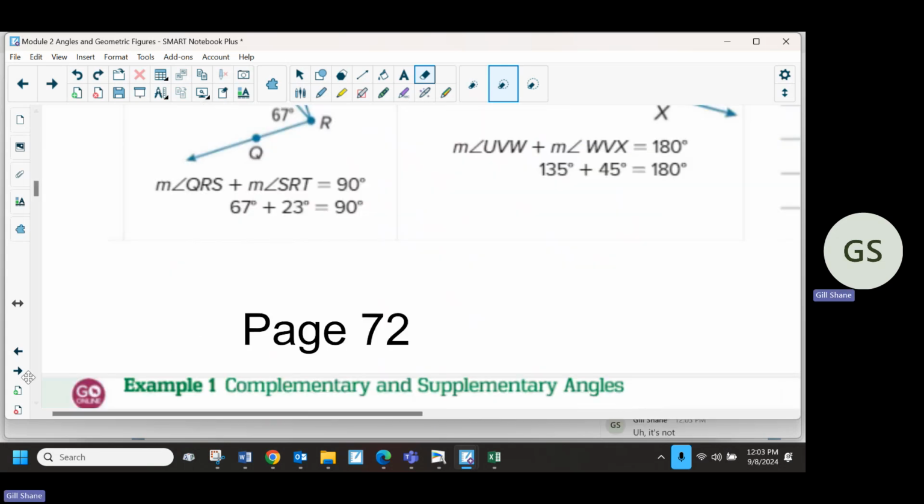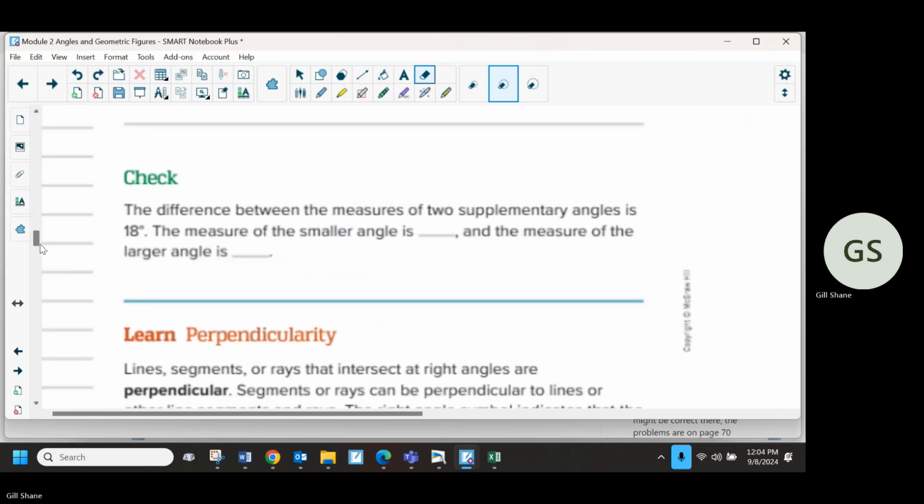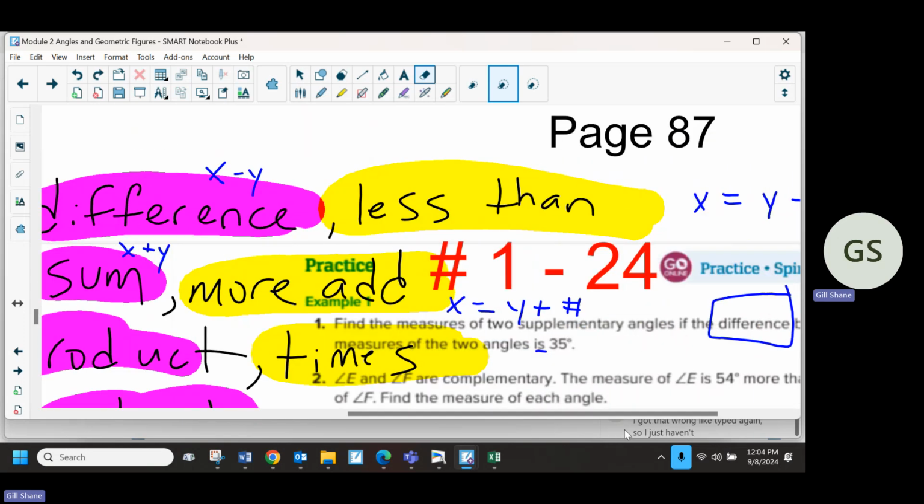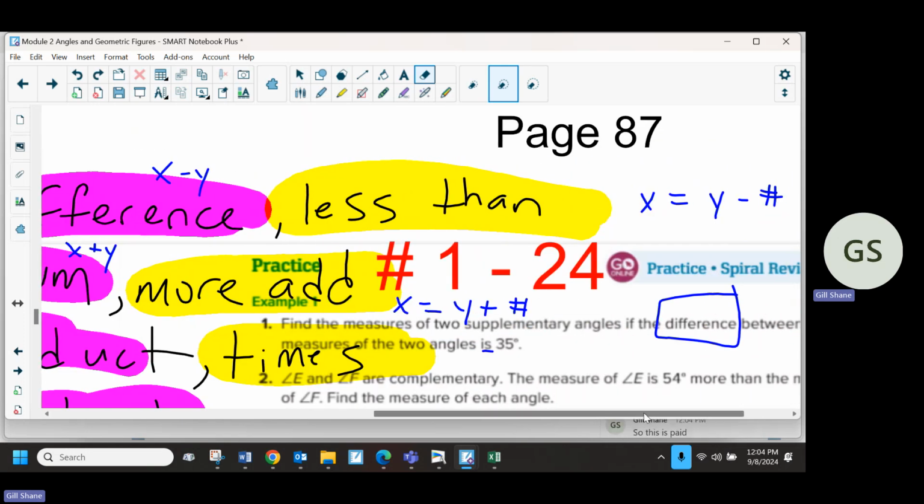Don't worry about the pages I have listed here, although that one might be correct there. The problems are on page 77. It's not in the 80s. I got that wrong when I typed it in, so I just haven't changed it. So this is page 77, not page 87. I will at least change that. Oh, I can't change that. All right, well, let's do it this way. I mean, I can, but it'll take a minute. So I'm just gonna do that. On 77 are these practice problems.